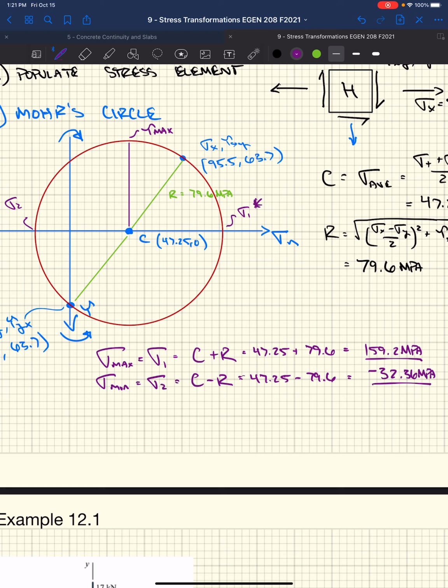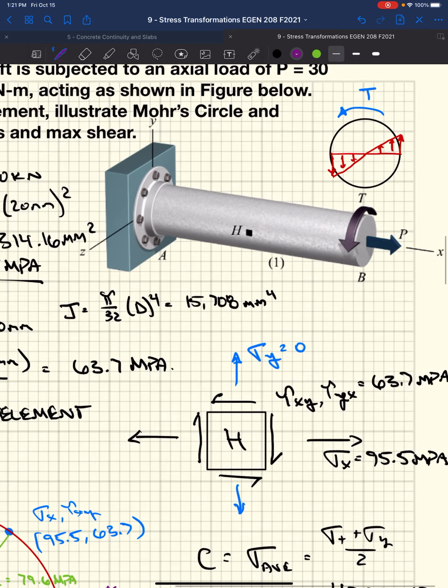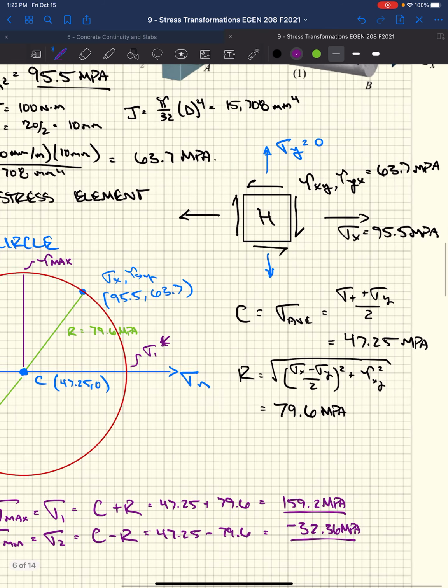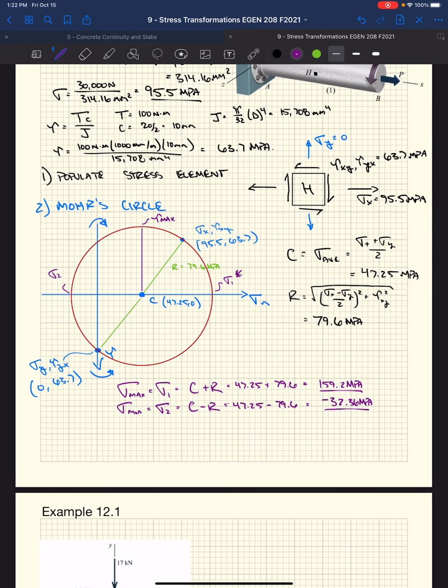We also might want to know, if we look at this original stress state, we've got this little block H, this little point on the side of our shaft, and we know the initial stress state, but we really want to know what is the orientation where we're going to have our maximum stress, our principal stresses. So what orientation do we need to move this H, rotate it, essentially, to look at what plane in this shaft sees the worst case tension and compression? That would be this angle right here.